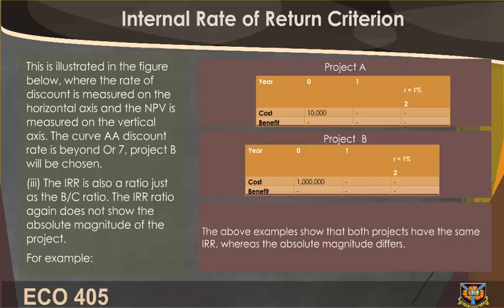3. The IRR is also a ratio, just as the BC ratio. The IRR ratio, again, does not show the absolute magnitude of the project. For example, in the above examples, it shows that both projects have the same IRR, whereas the absolute magnitude differs.